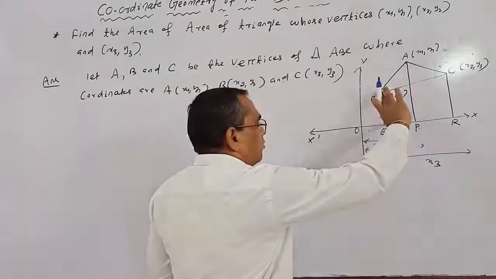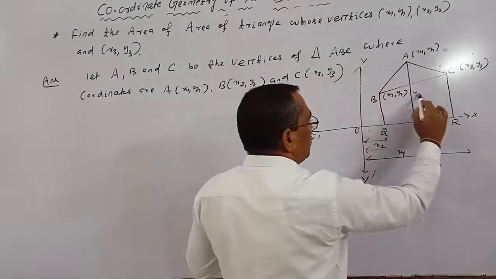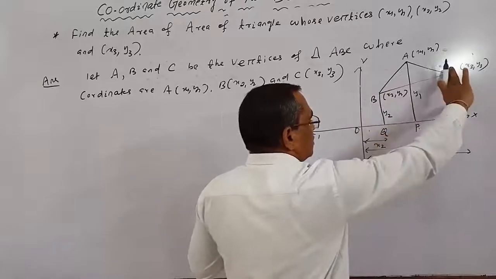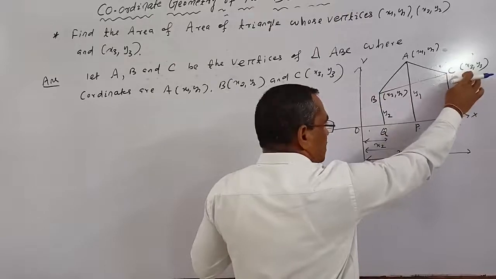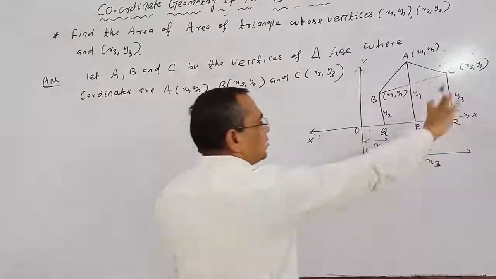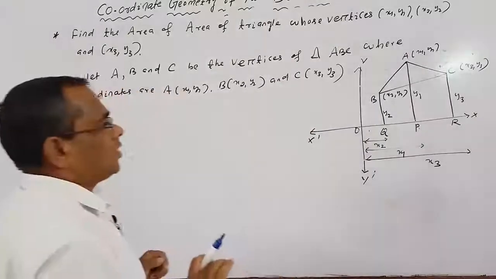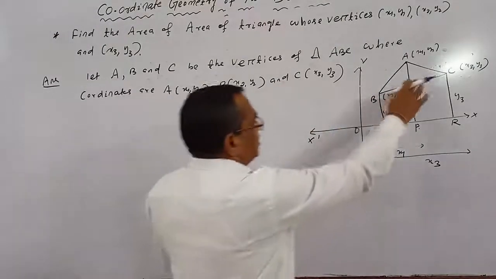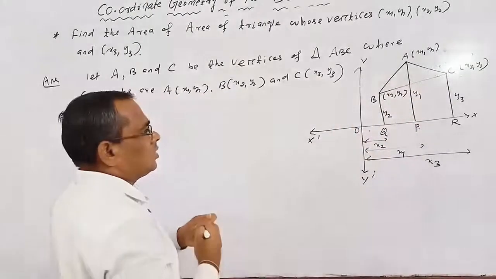So this one is y1, this one AP, its distance is y1, and this distance is y2, and the CR is equal to y3, because the coordinate of C is x3 y3, means y coordinate is y3, that's why its distance is y3. Do you understand? So actually we find area of triangle ABC, means how to calculate the area of triangle ABC.